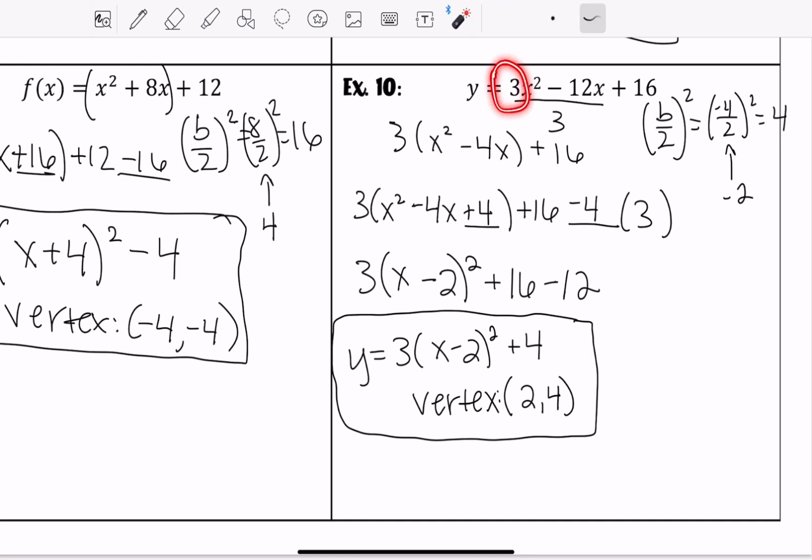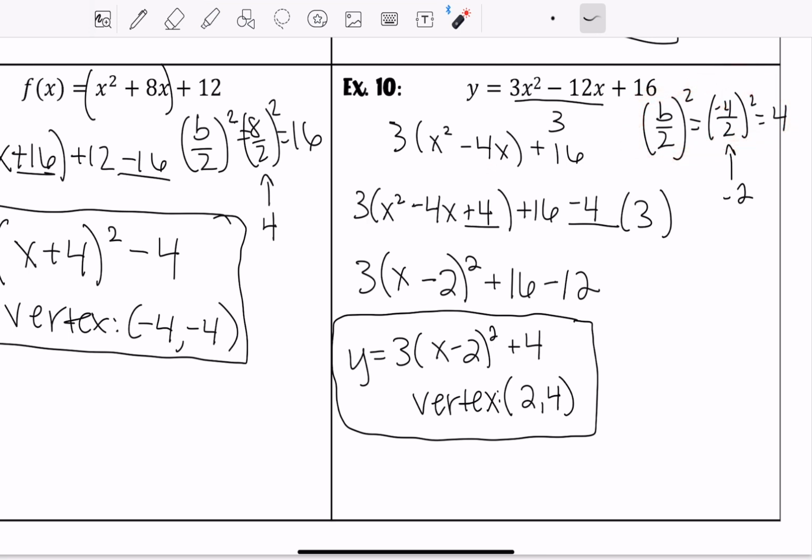My a value was originally a 3, so step 1 says to divide my first two terms, not my constant term, by a and write it down here. And then step 2 says find b over 2 squared, that's right here. So b, our new b, is negative 4. Negative 4 divided by 2 squared would be 4.